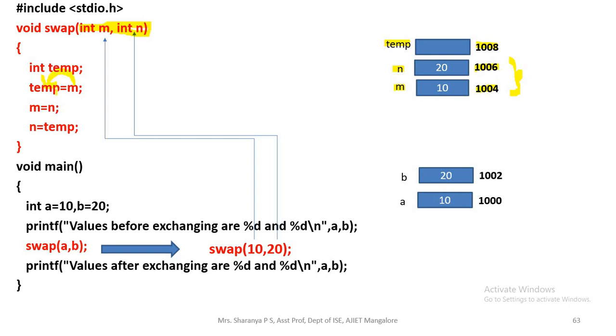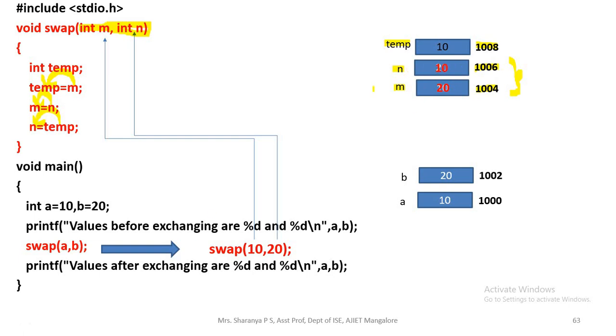In simple terms, y's value is copied onto temp. Y contains value 10, so 10 is copied onto temp. Next, n is going to be copied onto m. What is the value of n? That is 20. 20 is copied onto m. And next, temp's value is copied back onto n. That is, 10 will be copied back onto n.